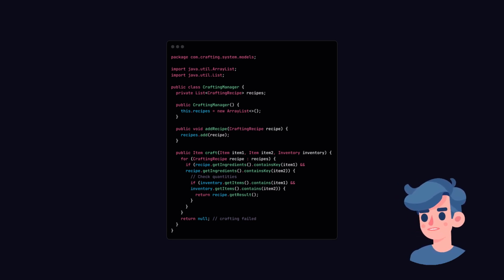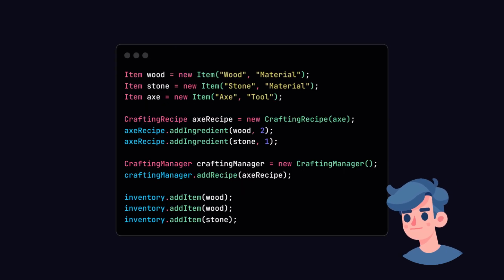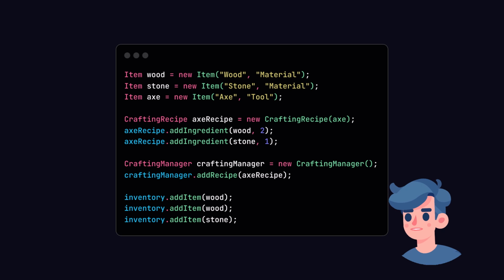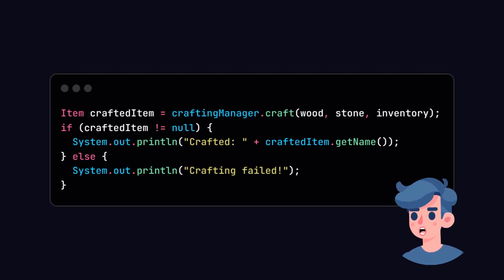Next, let's create a CraftingManager class that handles the crafting process. The crafting manager class is central to our system. It manages our available recipes and performs the actual crafting. Let's go ahead and create a few items and recipes. In this snippet, we create two materials, wood and stone, along with an axe that is crafted using 2 pieces of wood and 1 piece of stone.